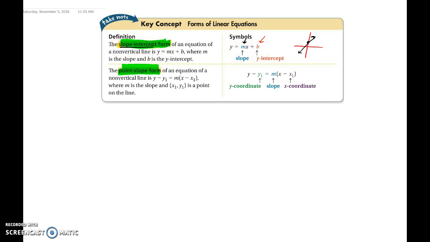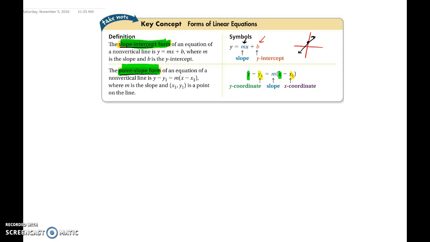All right, the other one is our point-slope form, and this is where we're given a point. So we have one point and we have our slope. So that's why it's called the point-slope form. So if you look at our formula, it's y minus y1 is equal to m times x minus x1. So if you notice, these two here have a y1 and an x1, while the other ones don't. The other ones have just a y and an x.